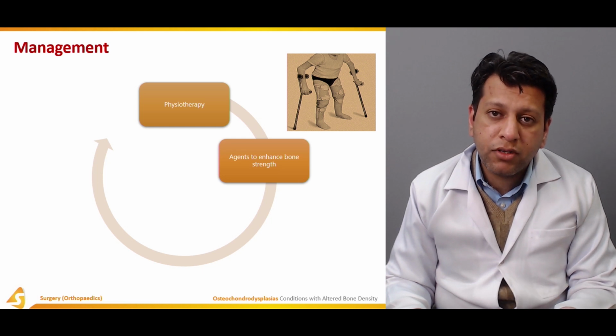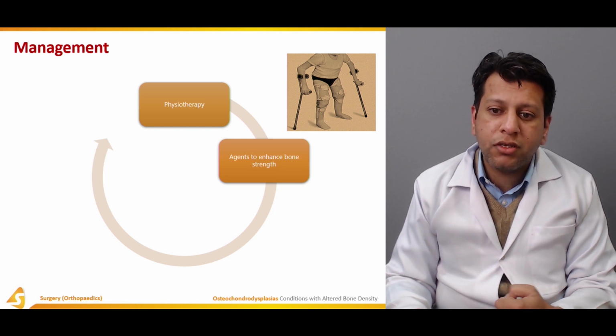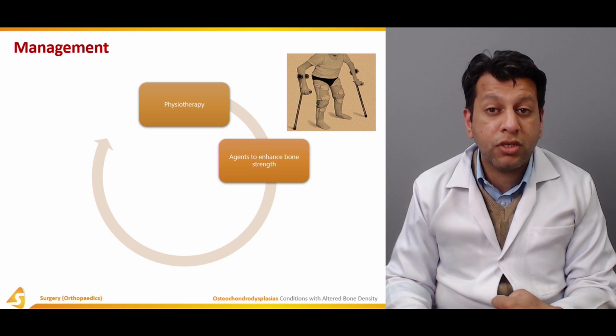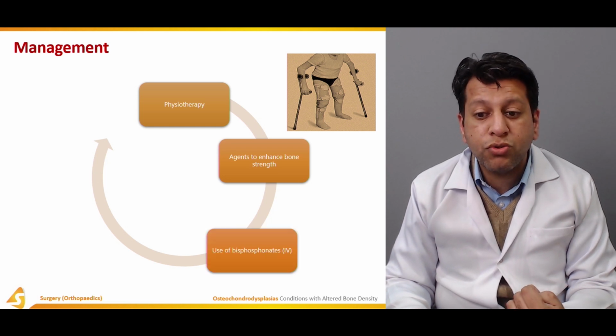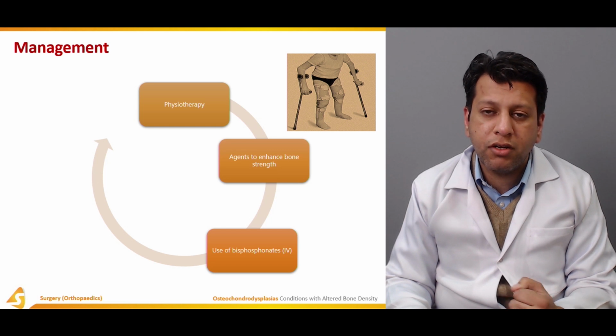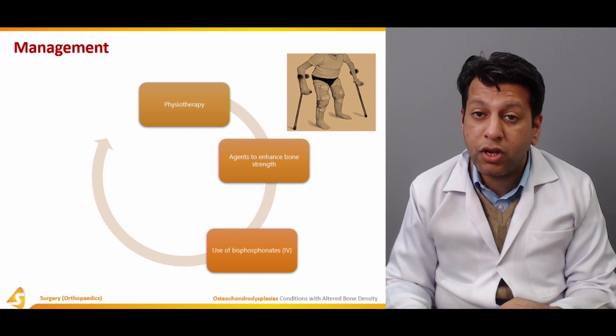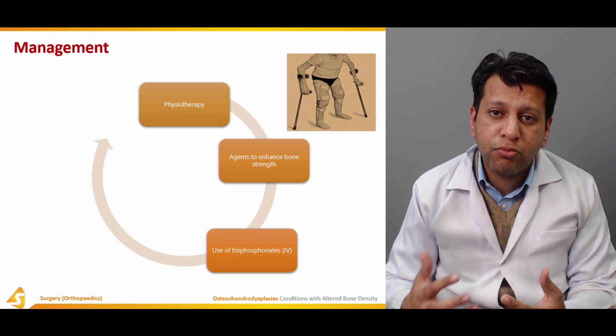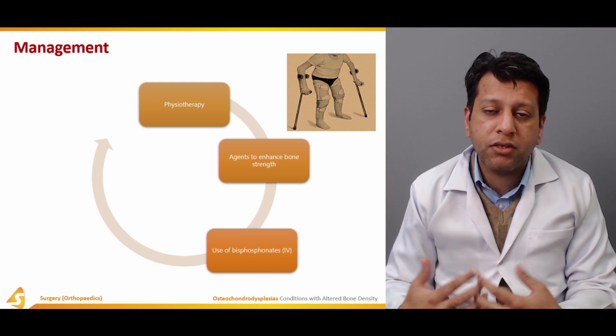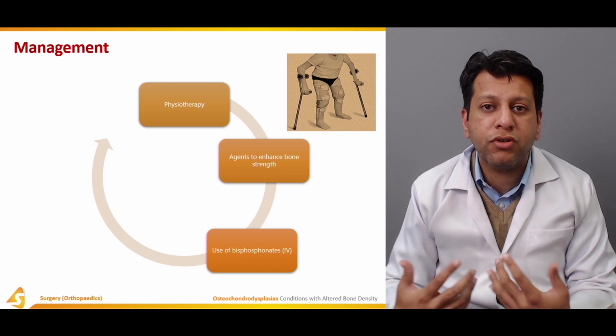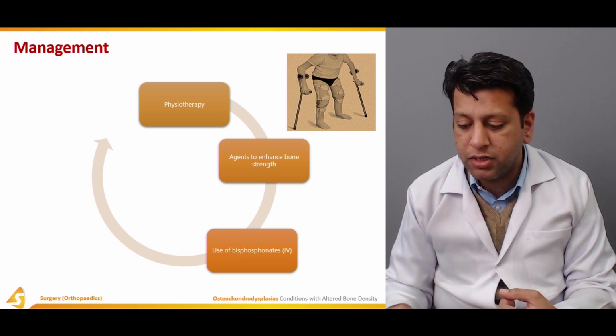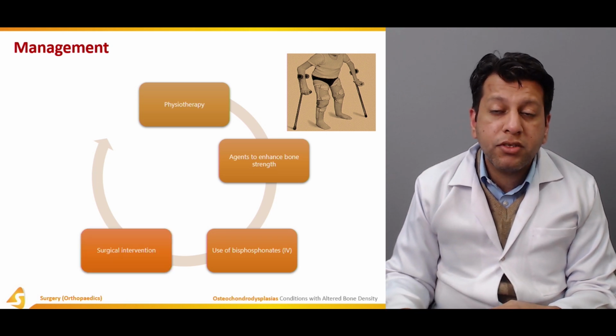Then, in a step ladder pattern, usually agents to enhance bone strength are used, which includes bisphosphonates because they inhibit the activity of osteoclasts. So although the bones are weak, osteoclast activity, which is causing further bone resorption, is inhibited. Then there may be a surgical intervention.